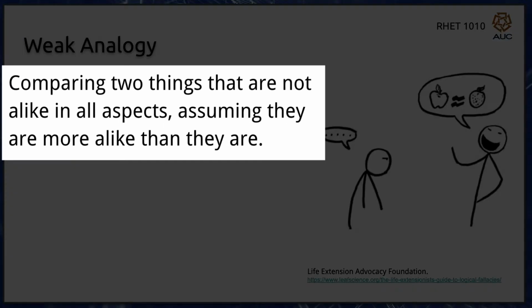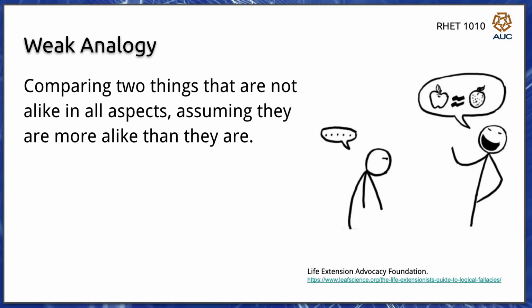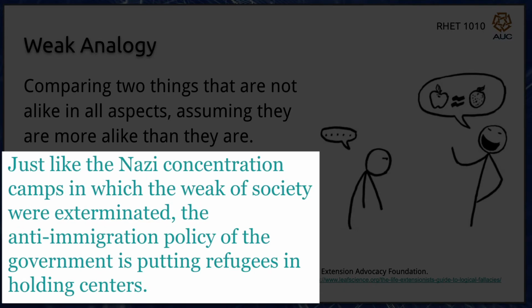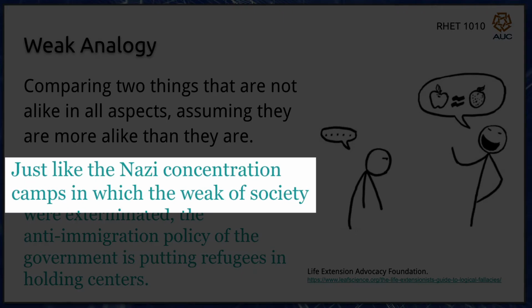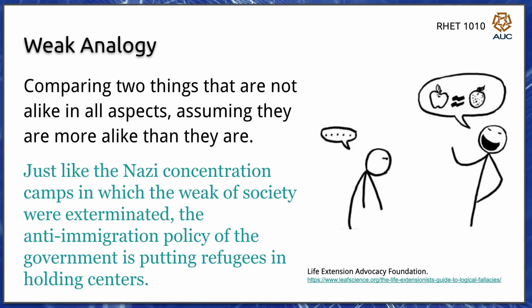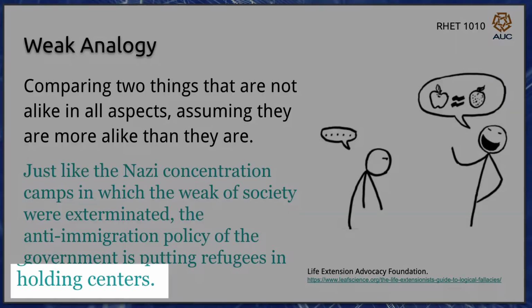And this is comparing two things that are not alike in all aspects, but assuming they're more alike than they are. Let me give you an example. Just like the Nazi concentration camps, in which the weak of society were exterminated, the anti-immigration policy of the government is putting refugees in holding centers. Now, this is a weak analogy because we're comparing two things that really are only a little bit alike. On one hand, we've got the concentration camps of the Nazi regime in which they knowingly exterminated people. And then we have, on the other hand, the policy of a government that puts refugees in holding centers.